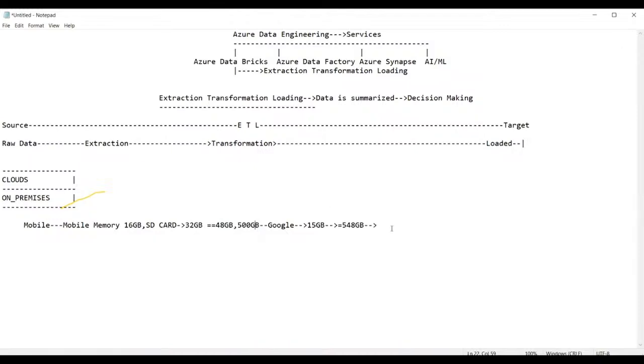Yes, exactly. Very good. So we can say that 500 GB, you can recollect it by just using the synchronize option. You can just log in with your mail ID, enter the password, and in the same way, you can recollect it. But what about the 48 GB? The 48 GB memory is lost with the mobile phone because this memory is called physical memory. Whereas the data which is stored on the Google Drive can be recollected.